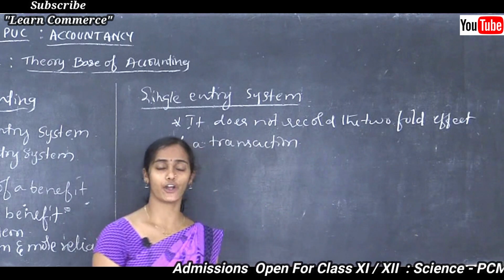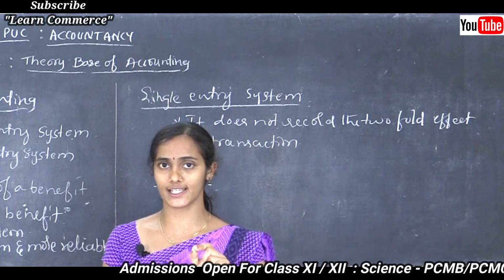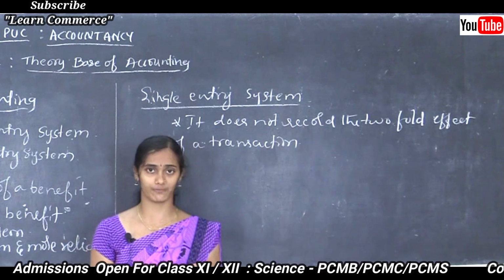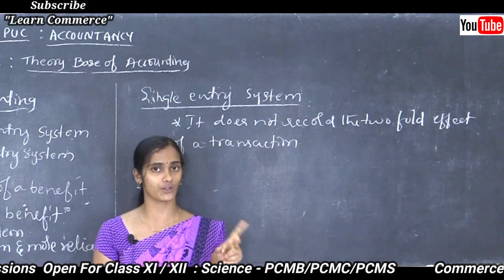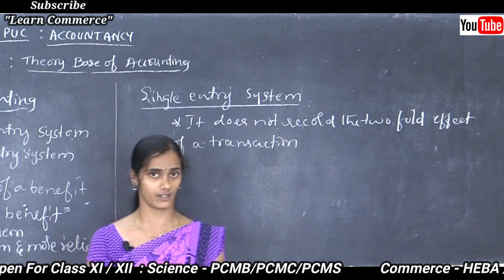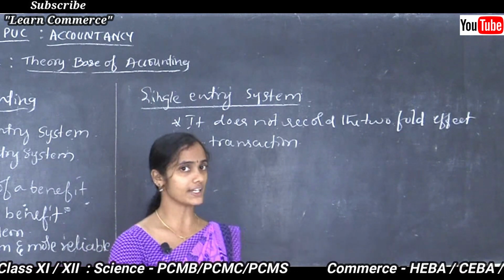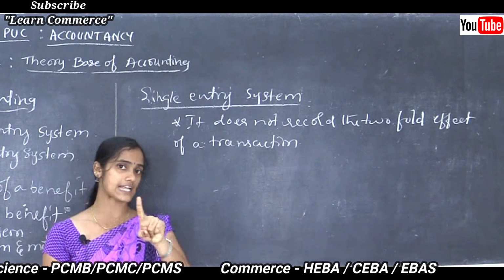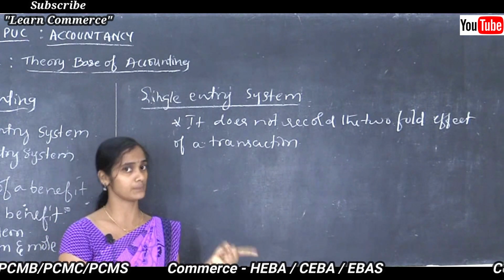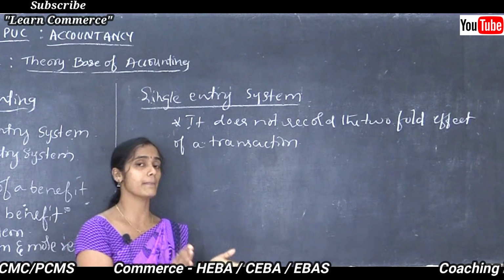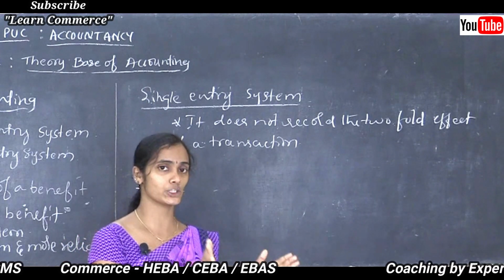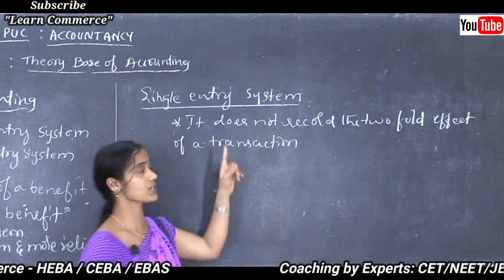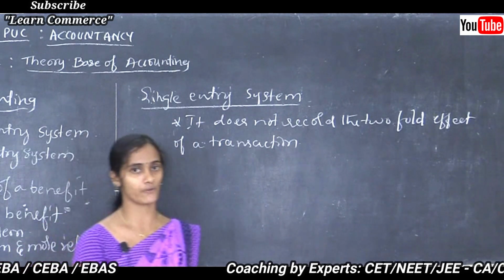See, according to the dual aspect concept, each and every transaction affects two different accounts and it should be recorded under two different accounts, two different places. Correct, right? But according to the single entry system, only one aspect of a transaction is recorded in the books of accounts. Maybe debit or credit, maybe cash paid or cash received. Only that much we can record in the books of accounts under the single entry system of accounting.